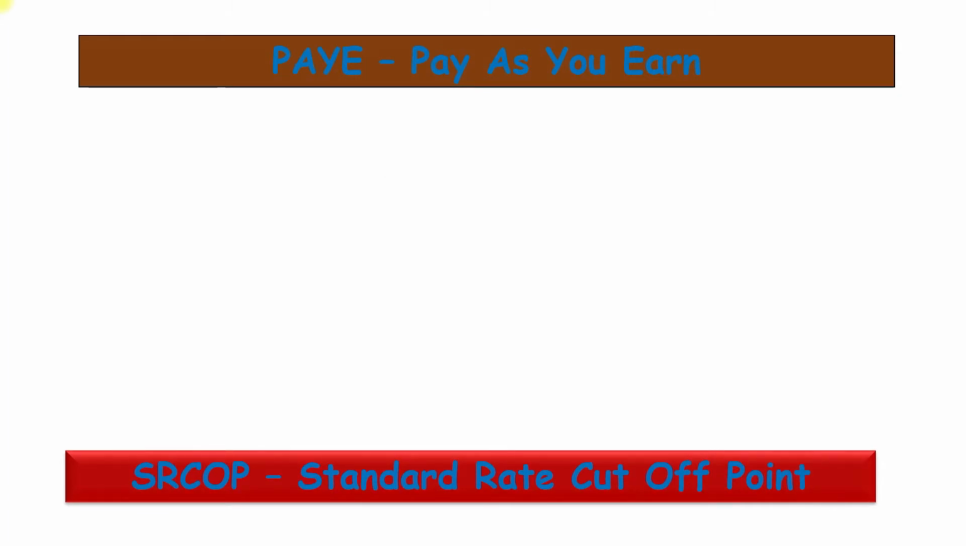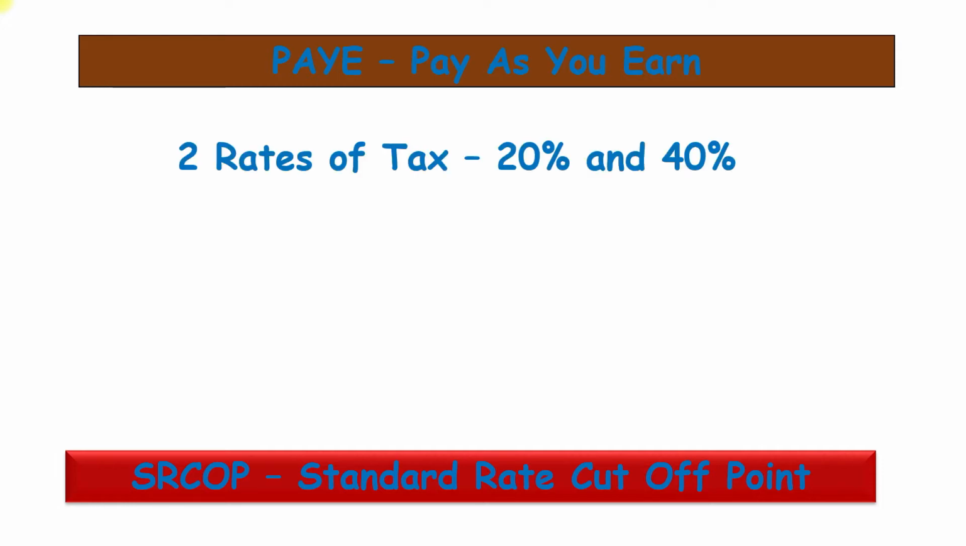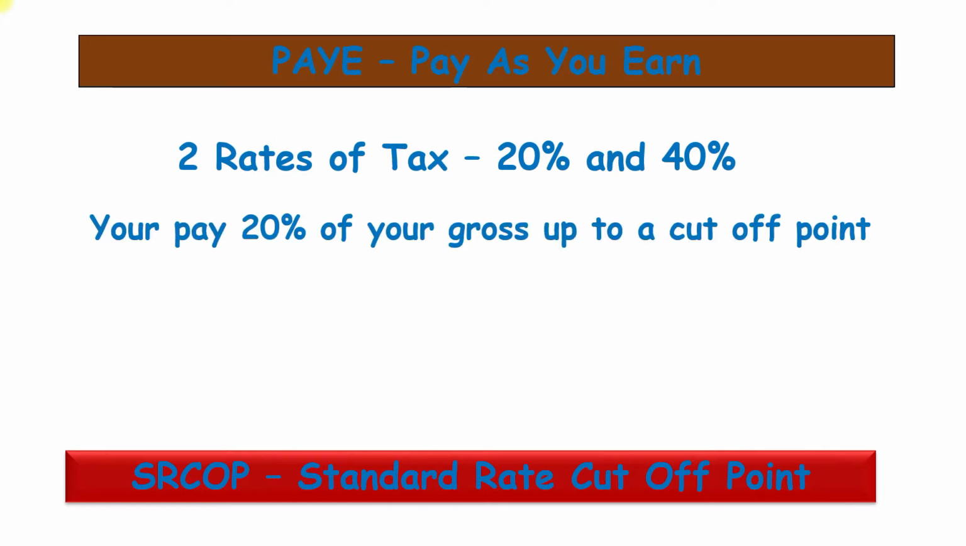In this section we will introduce the standard rate cutoff point, otherwise known as the SRCOP. Currently there are 2 rates of PAYE, 20% and 40%. Each person is allocated a cutoff point by the revenue commissioners, and this dictates how much of your pay is at 20% and how much is at 40%. You pay 20% of your gross up to the cutoff point, and 40% on the amount of your gross above the cutoff point.